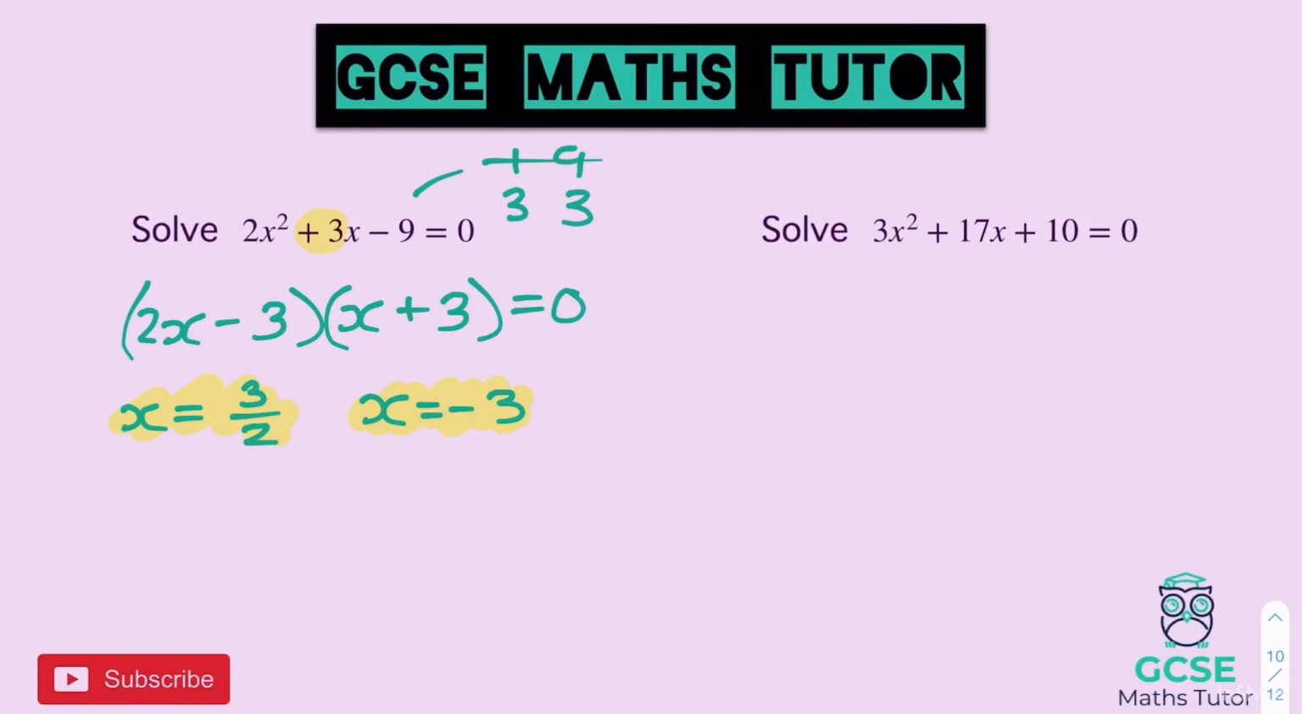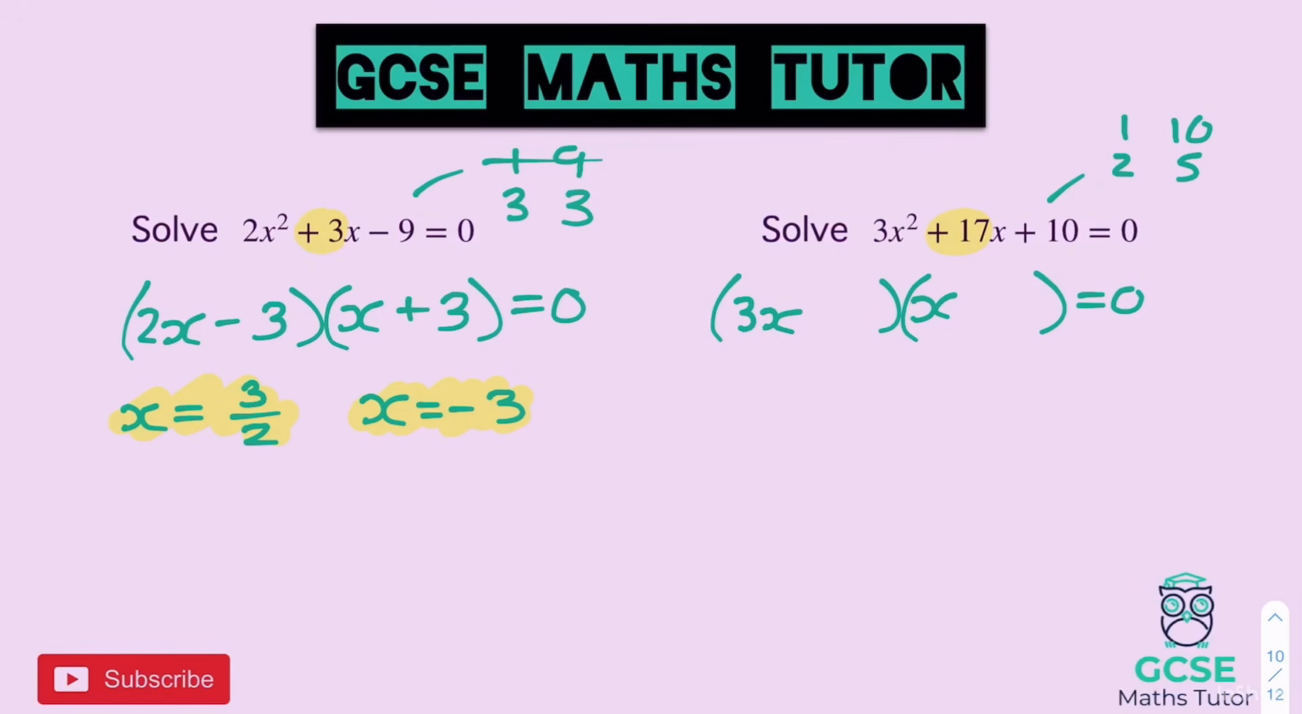And for our last one here, we've got a 3x squared, so that's going to be a 3x in the bracket again, and an x in the other one that equals 0. We've got 10 at the end, so we can have 1 and 10, or we could have 2 and 5, and remembering one of them's going to triple this time, and we're trying to make positive 17. They're all positive here, so that's quite nice. We don't have to worry about the symbols, but let's have a think.